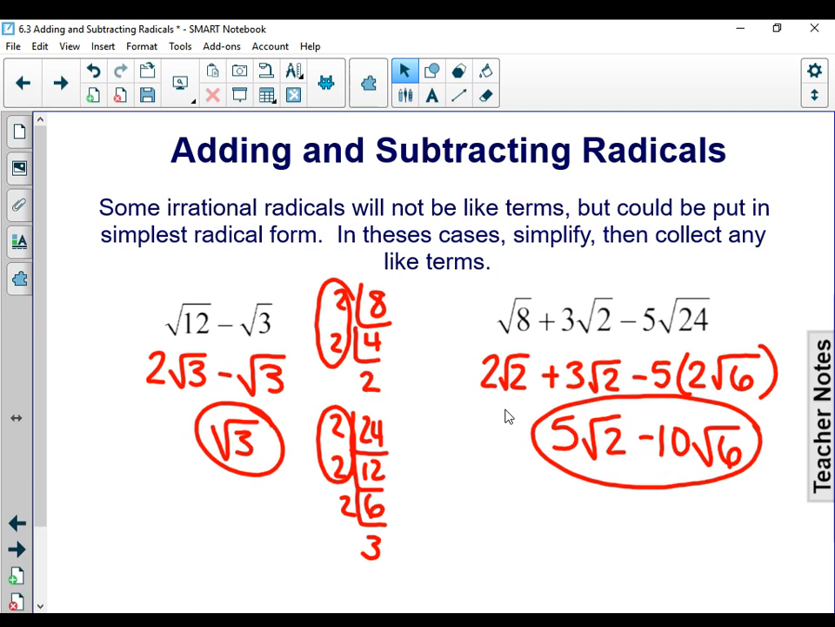Again, we're simplifying like we were yesterday. And then if we can add some things or subtract some things together, great. That's the added bonus, different from yesterday.